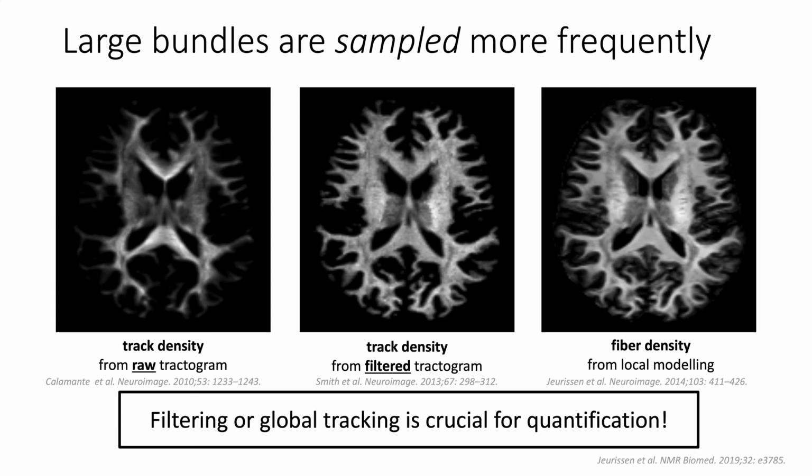So for the whole brain tractogram to have any true quantitative meaning, it's really crucial that we either perform track filtering or adopt a global approach. What this slide also shows is that as far as quantifying fiber density, you're much better off extracting it directly from the local model. Indeed, why would you go through all the trouble of approaching something that you could obtain directly from the diffusion data in the first place?